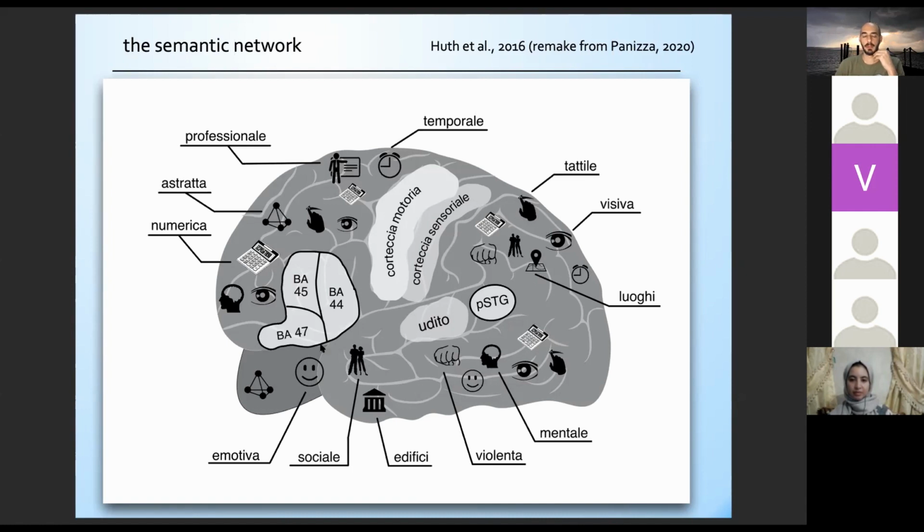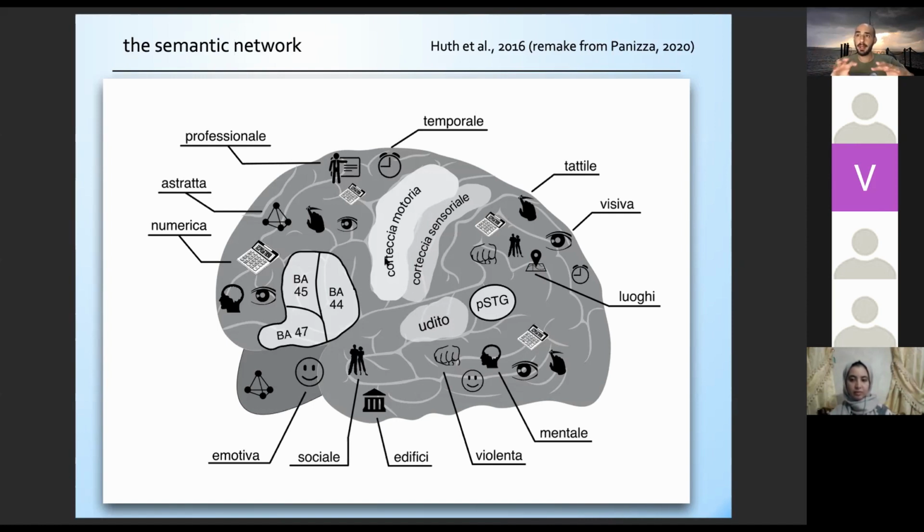So this is our nice Broca's territory, posterior superior temporal gyrus, A1, udito means hearing in Italian, S1, sensorial cortex, motor cortex, okay?